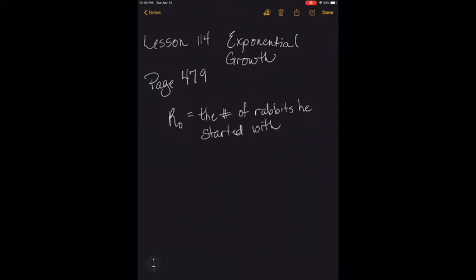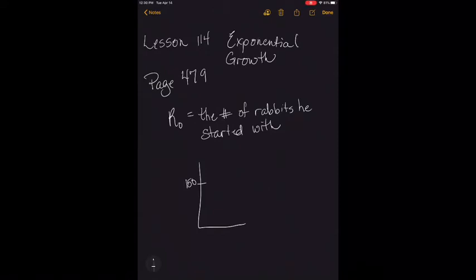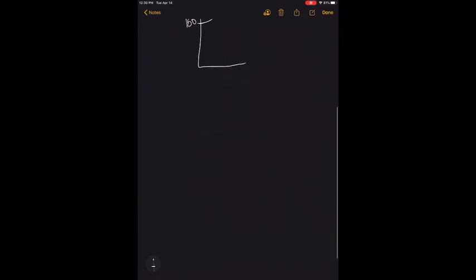And so if you turn the page, you can see that there is a graph of his exponential growth. And of course it starts up here at 150 because that's how many rabbits he starts with. But it just grows exponentially. And that's what an exponential curve looks like. It goes up very sharply.